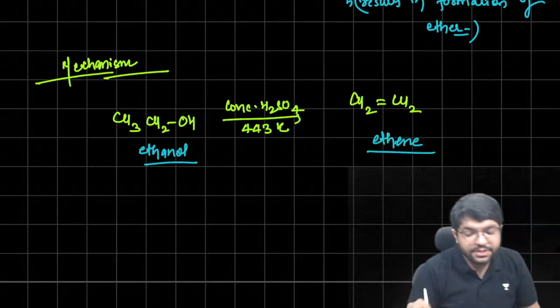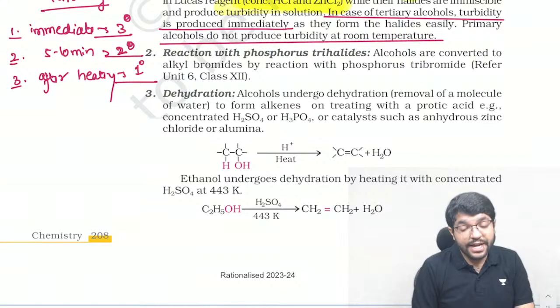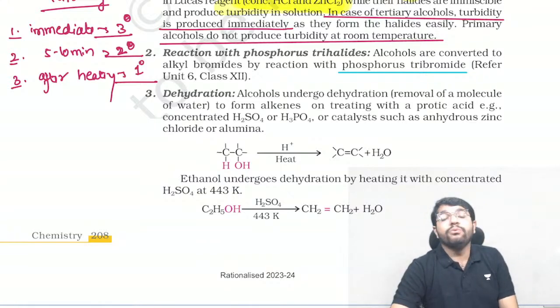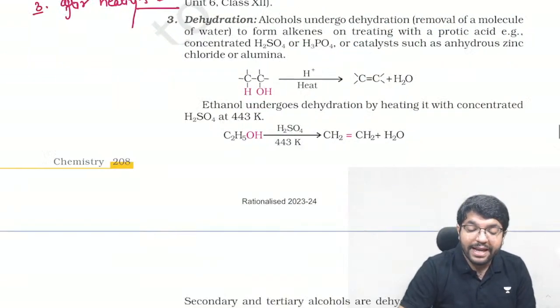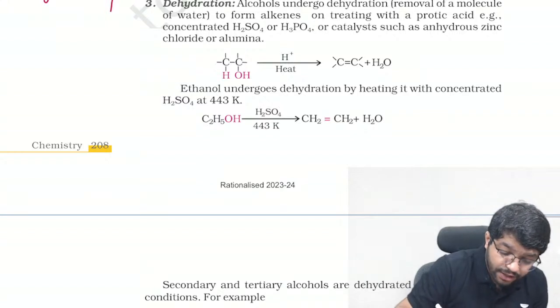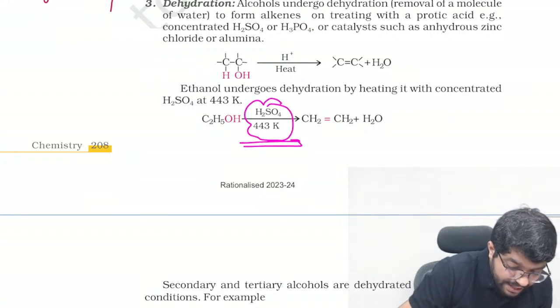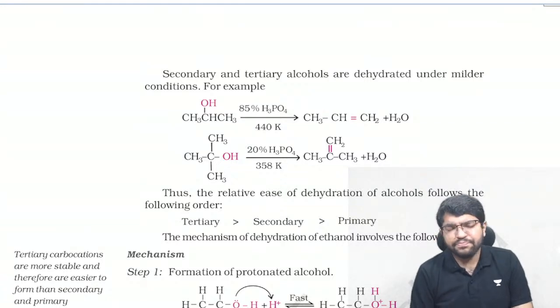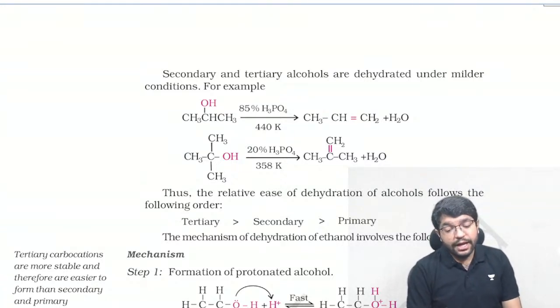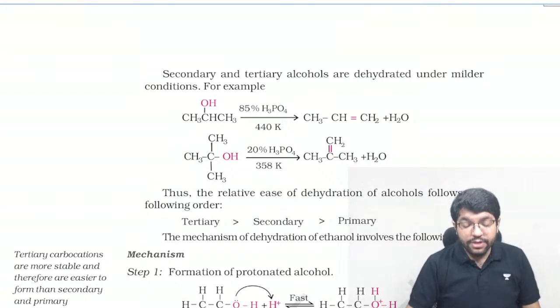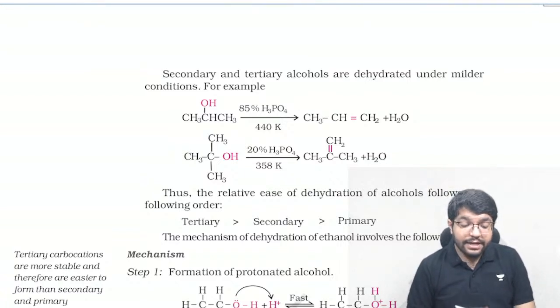Again, switching back to the NCERT quickly, we have reaction with phosphorus trihalides, PCl5, tribromide which is PBr3, can also give the bromide. Then we have dehydration to form alkenes on treating with H2SO4, but at what? 443 Kelvin. Any mechanism will have three steps. Now, it says that your secondary and tertiary alcohols are dehydrated under milder conditions.